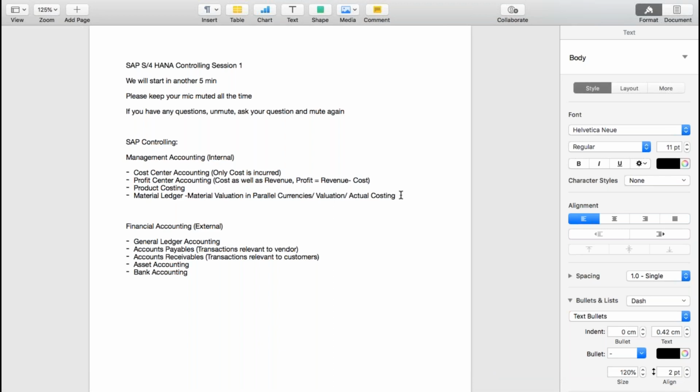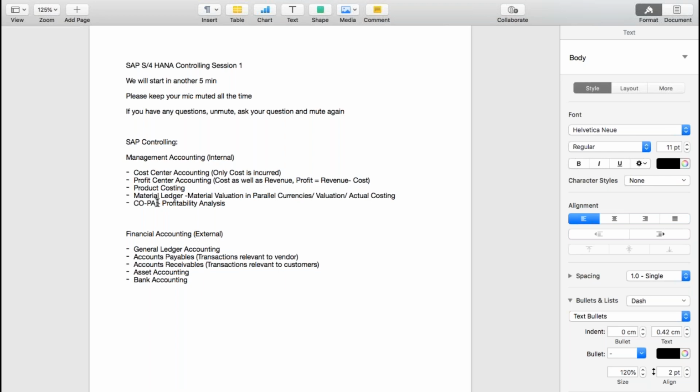And the last one that is discussed in controlling is COPA, very important module. COPA is nothing but profitability analysis. So CO stands for controlling and PA stands for profitability analysis. Now profitability analysis, it is a tool, it is a reporting tool, we can say. It is a reporting tool which allows you to generate your reports as per your requirements.